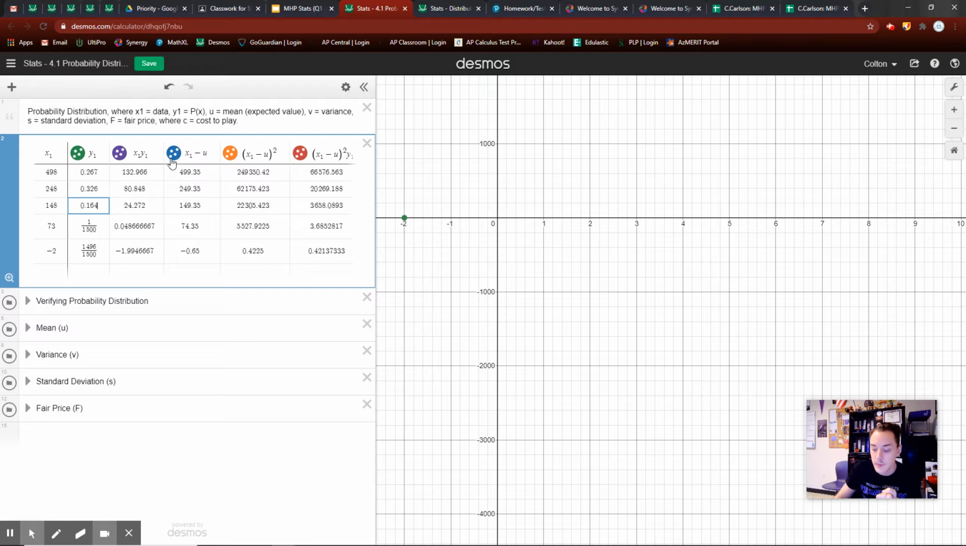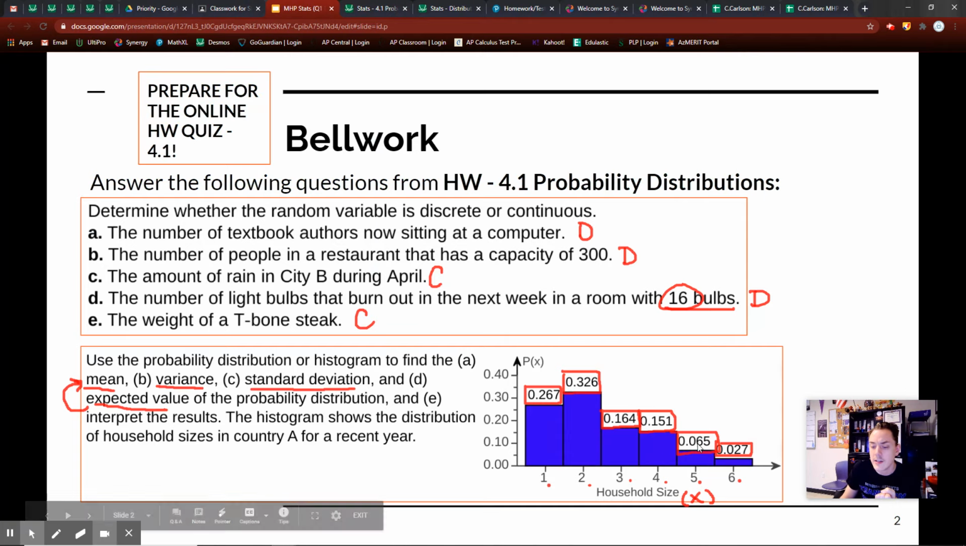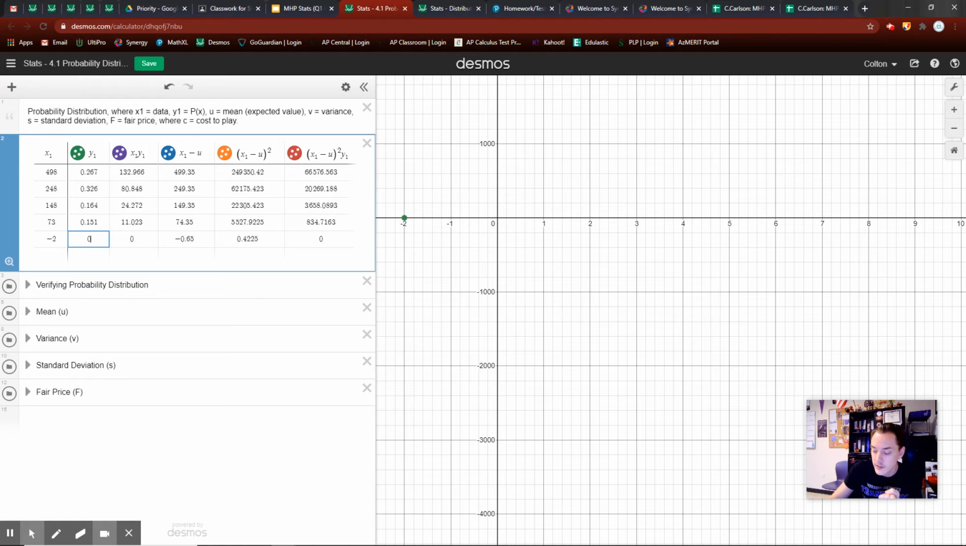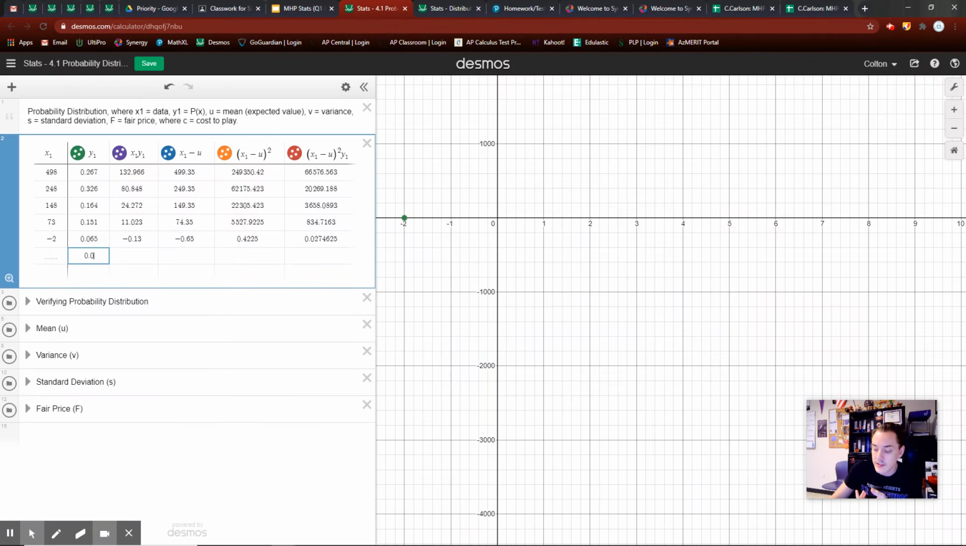0.151. Go down, 0.151. I have 0.065, so go down, 0.065. And I'm still going to go down, even though it doesn't give me an option, I can still click on the next one if I needed to. So make sure you know that. You can click on the next one and add to the table if you need to. So add to the table, and then this is 0.027. Now, let's go to our x values.